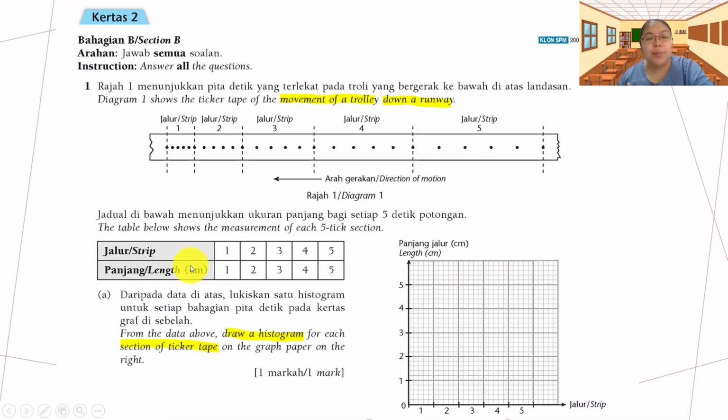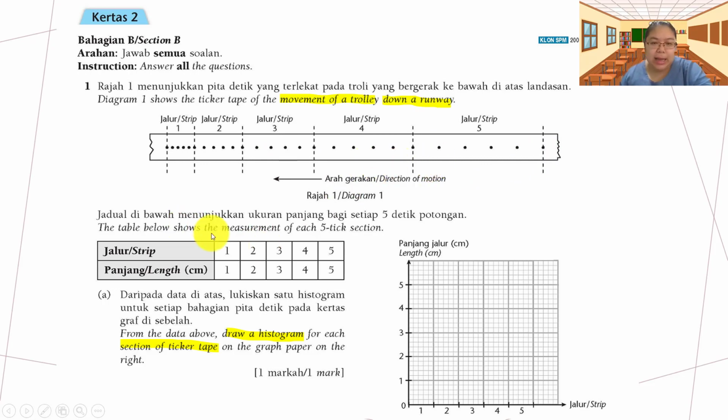Okay, so we complete the objective answers. Now we go through the structure. Let's see the structure. The first one, they show the ticker tape. There's a movement of the trolley down the runway. This arrow means this part comes out first, so this one should be the initial and this one is the final. Can you see they keep increasing? Keep increasing in length means they are moving faster and faster.